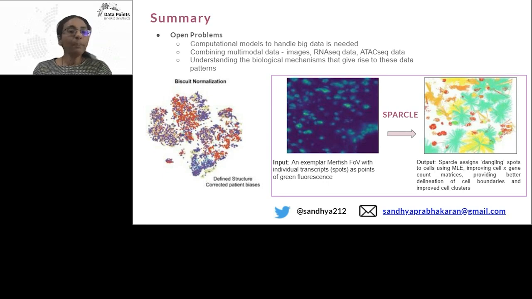And some of the open problems in the field are the need of having more computational models to handle big data, combining all this big multimodal data that comes from images, RNA-seq, ATAC-seq, for example. And another is understanding the biological mechanisms that give rise to these data patterns.